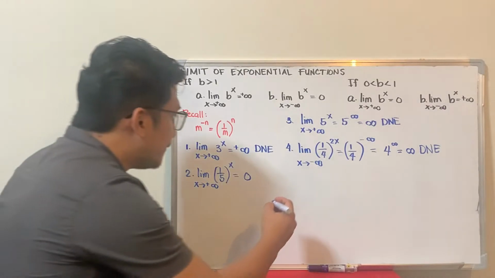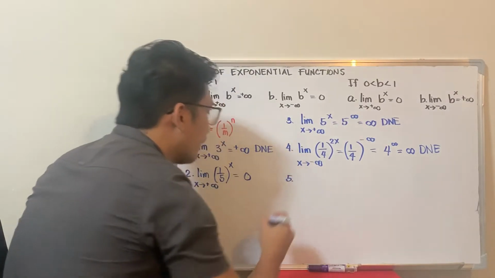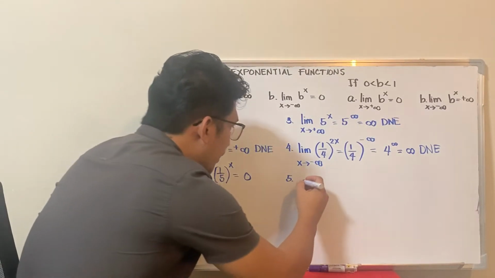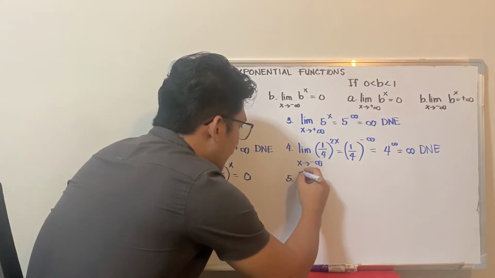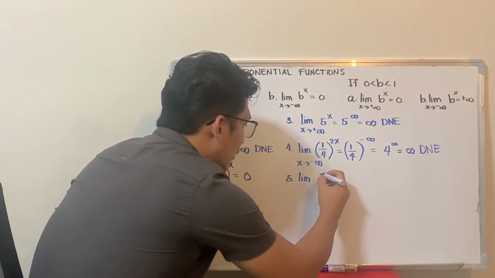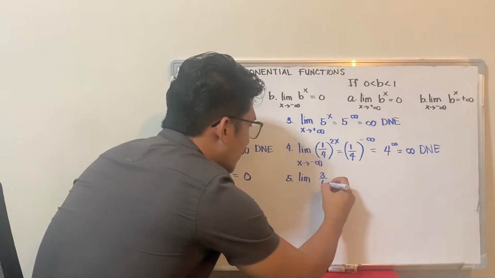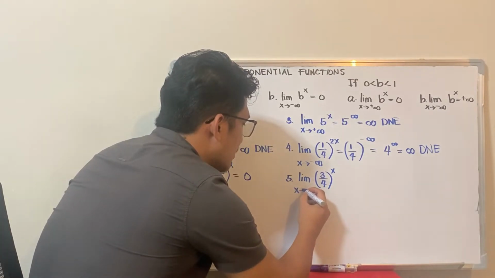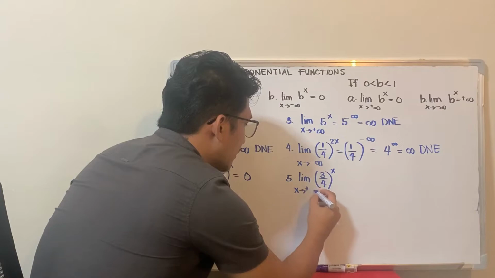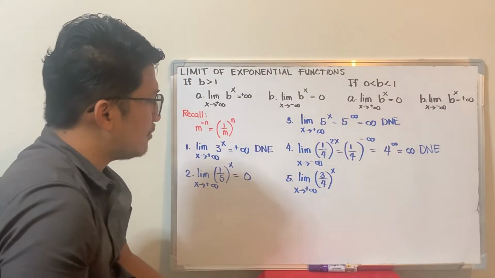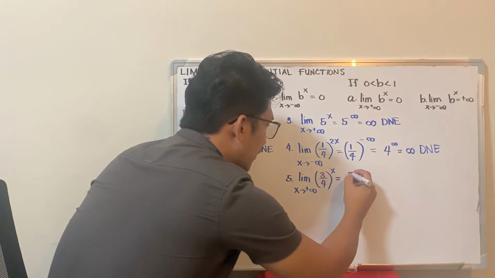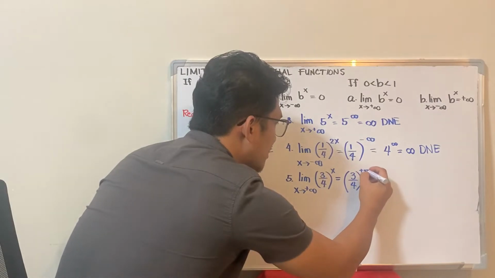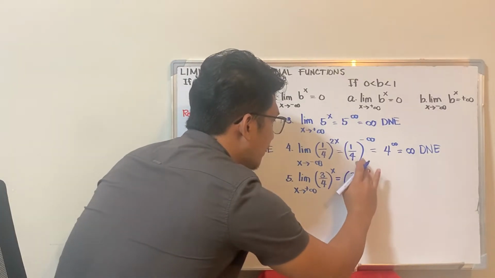Then let's have number 5. So in the 5th example, what if we have, let's say, the limit of 3/4 raised to the power of x as x approaches positive infinity. So when you substitute, this becomes 3/4 raised to the power of positive infinity.